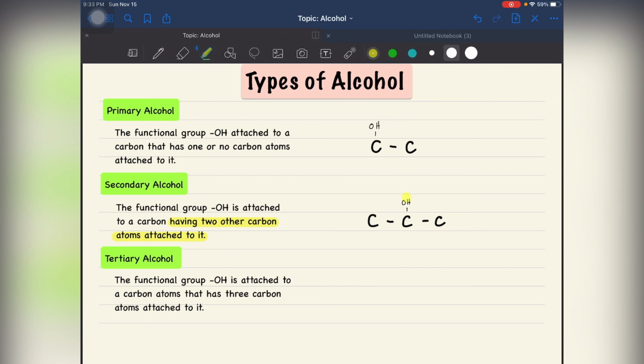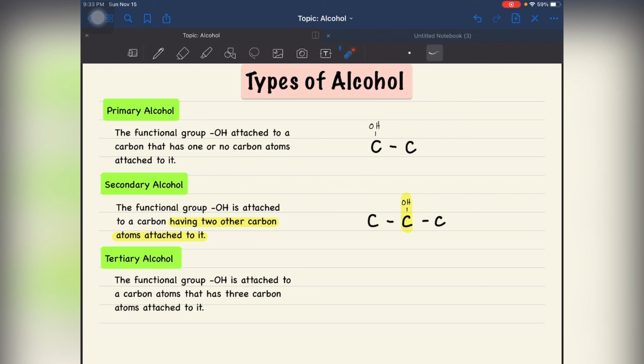Itong nasa gitna is considered as secondary alcohol. Kasi according sa definition, kung yung carbon na kung saan naka-attach yung ating functional group, may naka-attach din sa kanya na dalawang carbon atom. So, ibig sabihin, saka natin siya makukonsider as secondary alcohol.